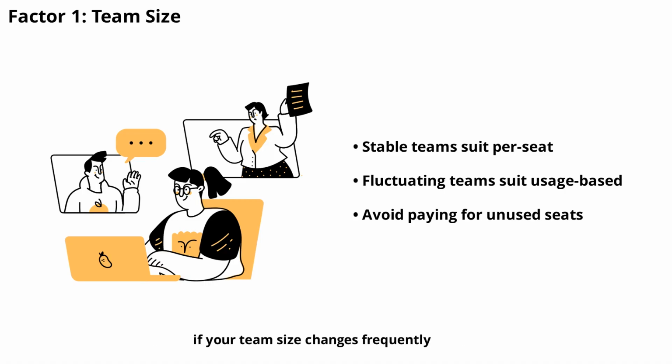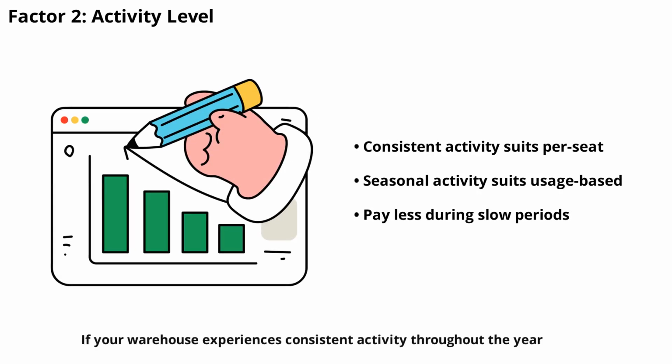However, if your team size changes frequently, usage-based pricing could offer more flexibility and prevent you from overpaying for unused seats. If your warehouse experiences consistent activity throughout the year, per-seat pricing can provide cost stability. But if your business is seasonal or has unpredictable spikes in activity, usage-based pricing may be more cost-effective. This model ensures you only pay more when your business is busy and less during slow periods. Consider your historical activity data when evaluating which model fits best.